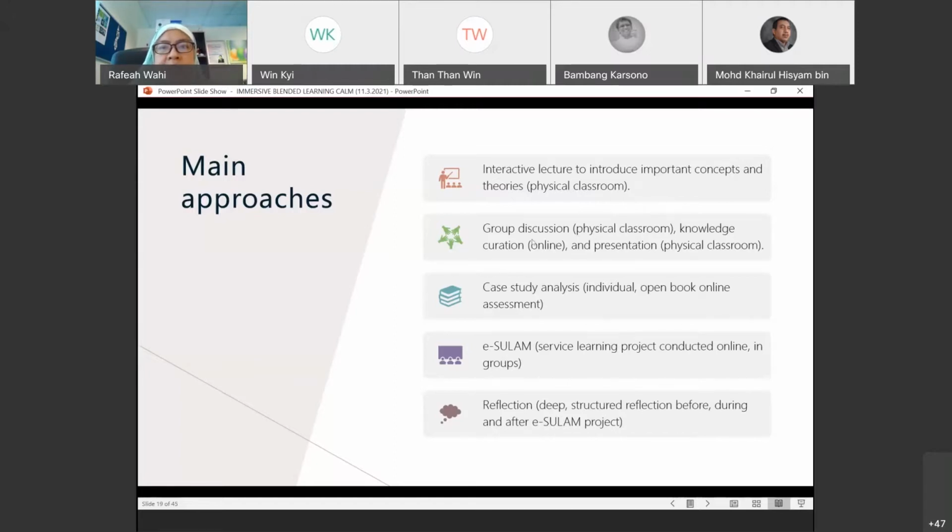Group discussion, knowledge creation, knowledge curation. Okay, as I mentioned just now, I allow students to Google. I allow them to go to the internet and use the presentation tools that they have from the internet, combine videos, select information to be presented and so on. So these are the things that they learn during group discussion and knowledge curation.